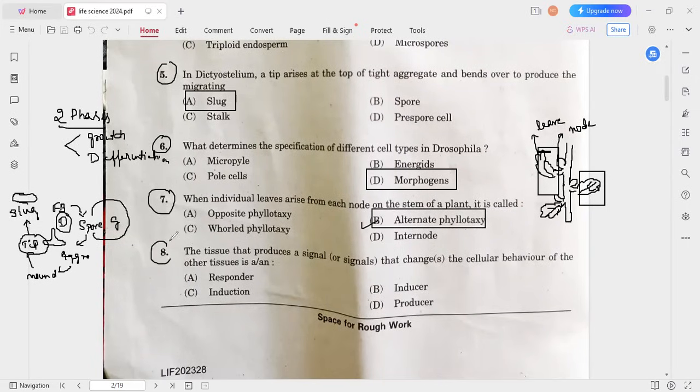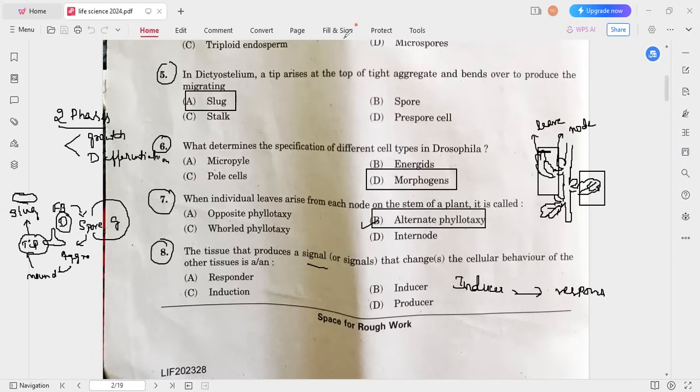Now move on to the next question, the eighth one. The tissue that produces a signal that changes the cellular behavior of the other tissue is what? Usually the first component is the inducer, which changes the cellular behavior of the other tissue. The second component is the responder. The inducer produces the signal, and the responder responds. Here the tissue that produces a signal that changes the cellular behavior of the other tissue is the inducer.